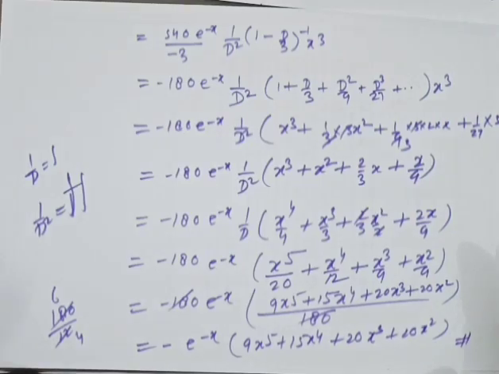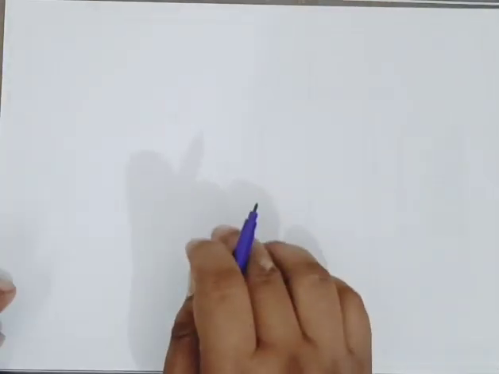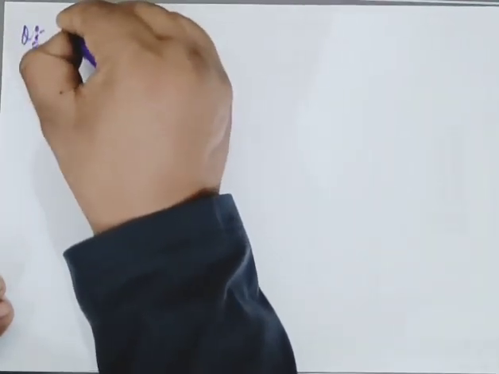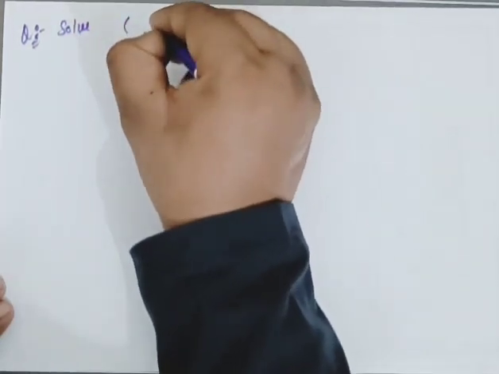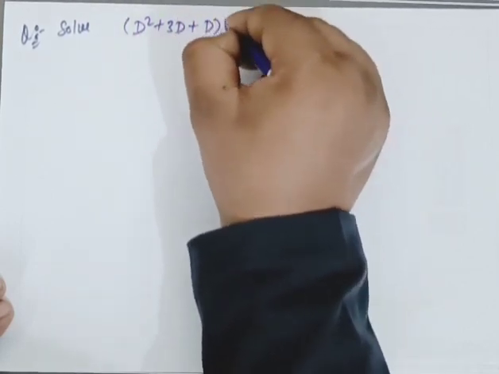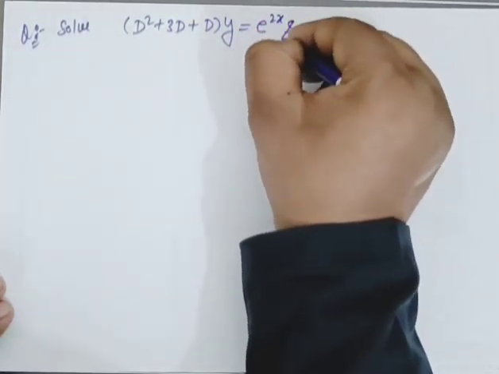Now combine your complementary function with the particular integral, and you will get the general solution. So guys, we have very easy steps to solve all these types of the form, and we may have another format also. I'm introducing another question in the form of sin x. Now the question is: solve d square plus 3d plus d y is equal to e to the power 2x into sin x.